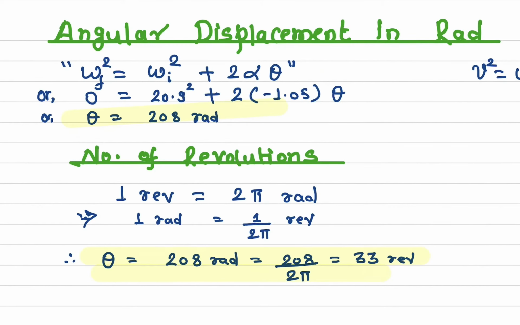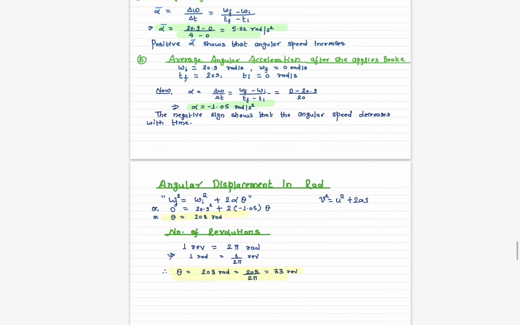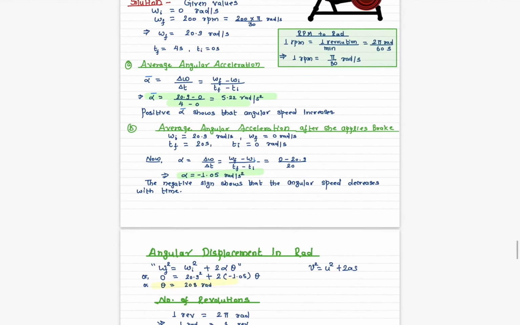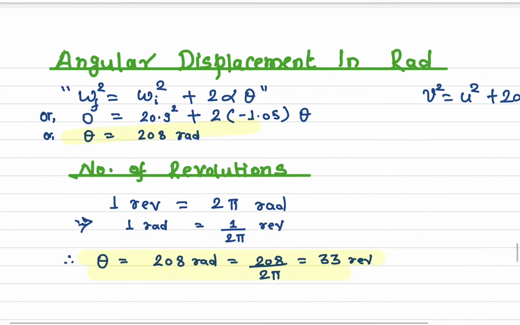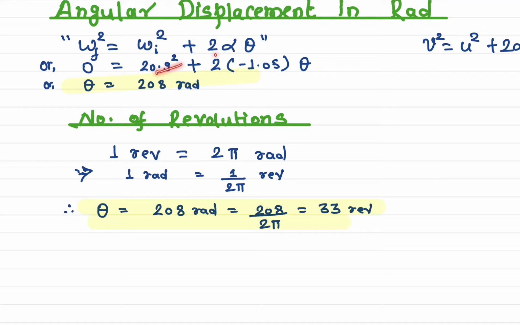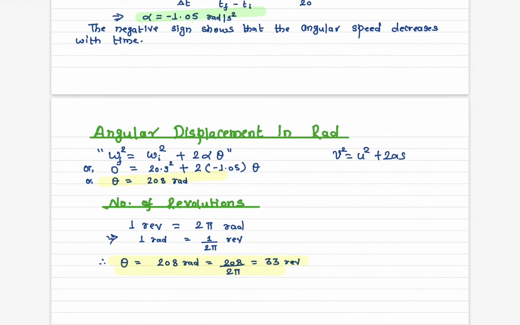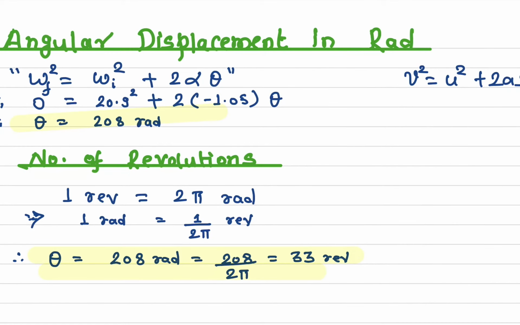So the final angular speed is 0 because the wheel has finally come to a stop, and the initial angular speed is 20.9. We have already calculated this one. 0 equals 20.9 squared plus 2 alpha, where alpha is the angular acceleration we just calculated, negative 1.05, and theta we need to calculate. If I solve for theta, it is 208 radians.